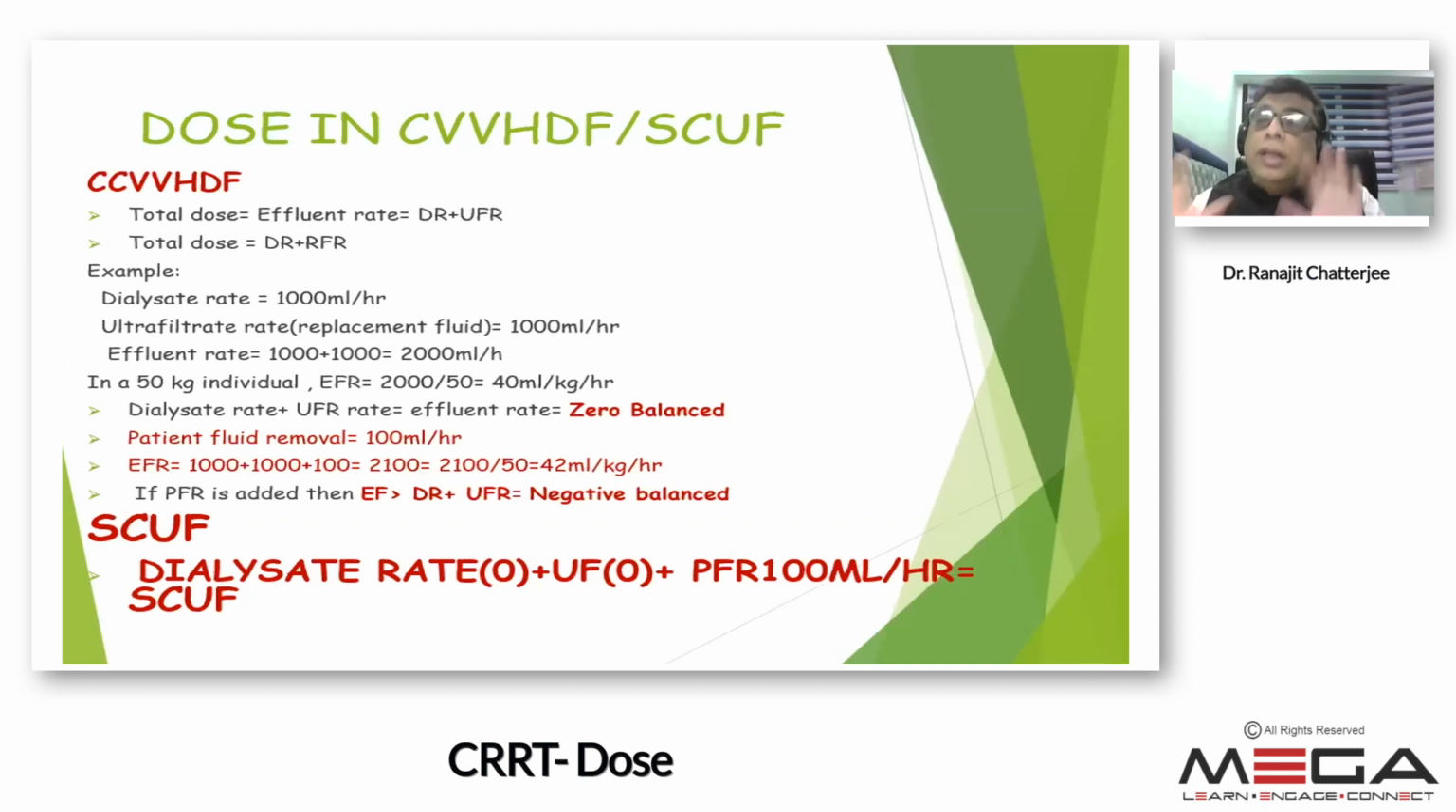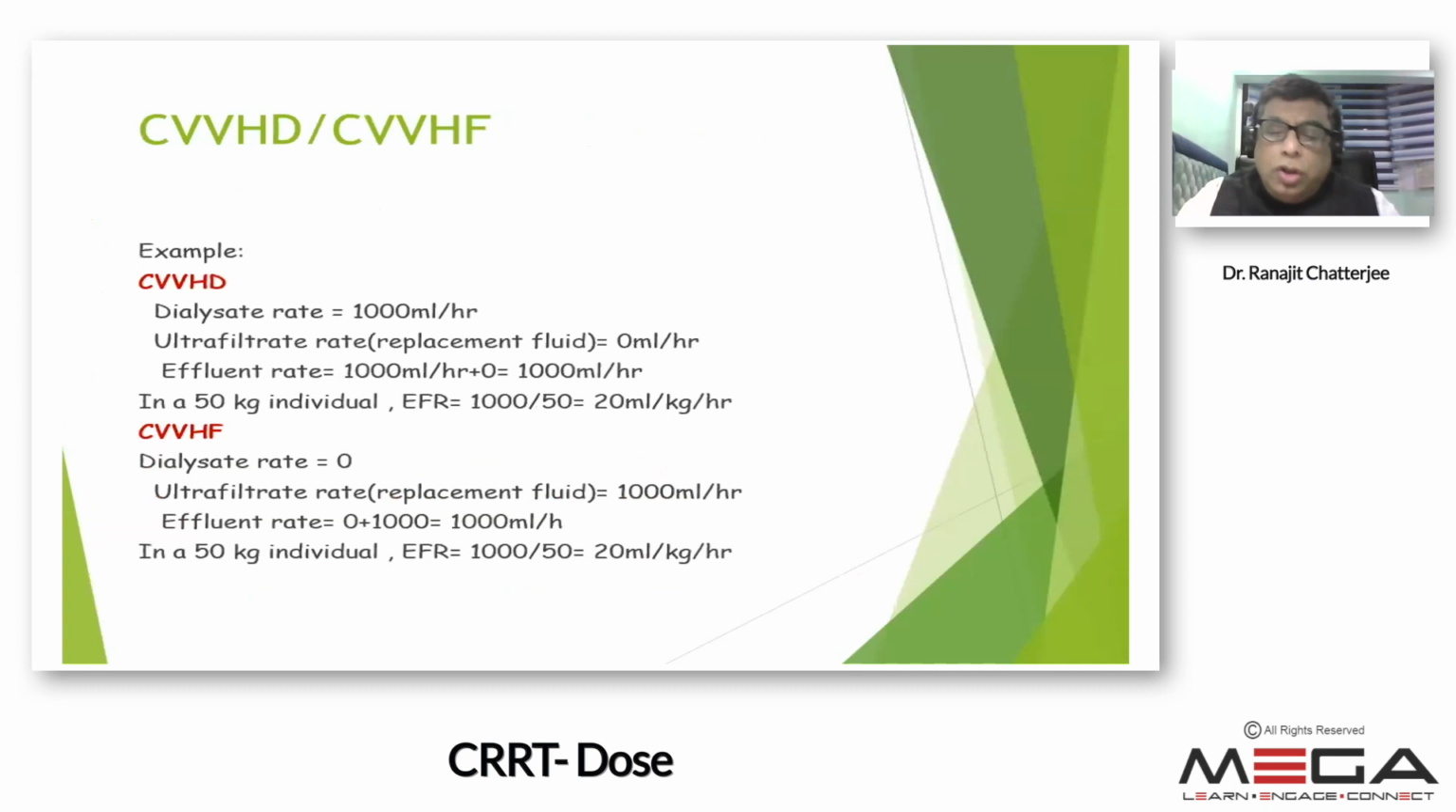Remember, in the initial stages, when your blood pressure is low, if you suddenly give a CVVHDF, your blood pressure might fall a bit more. So start maybe with the dialytic process, slowly move to the ultrafiltrate process, or vice versa, so that you make it more smooth. So now we go to CVVHD.